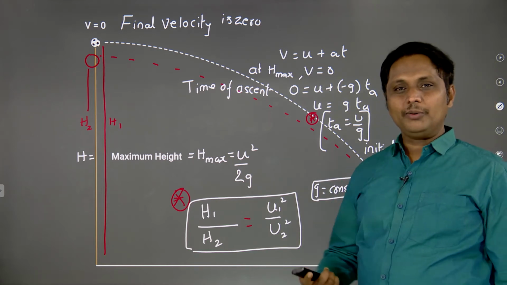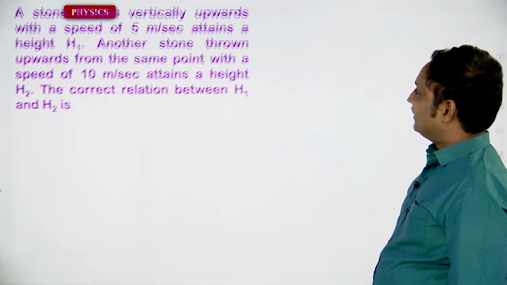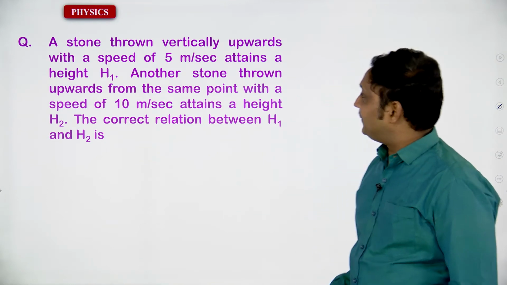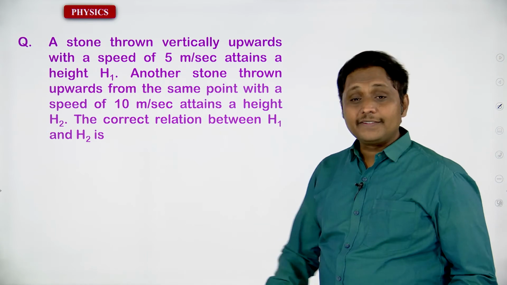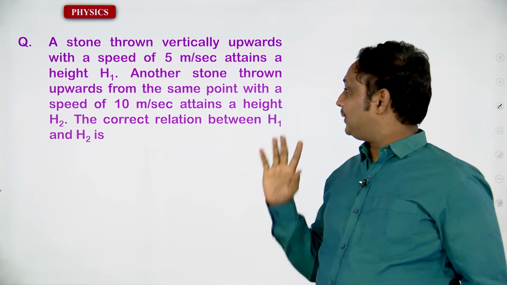Okay, let us have the problem. You have to study this one. A stone is thrown vertically upwards with a speed of 5 meters per second.